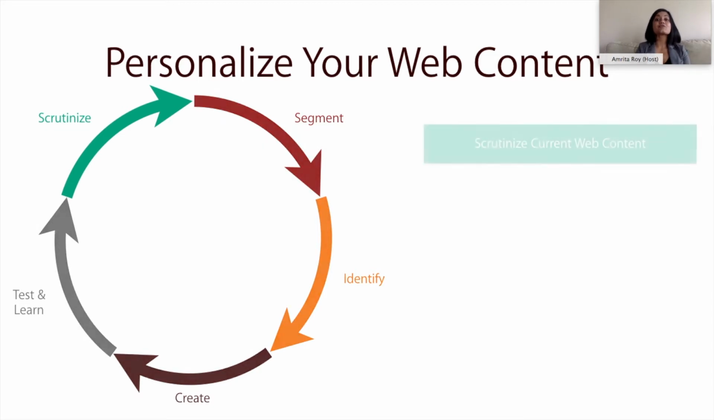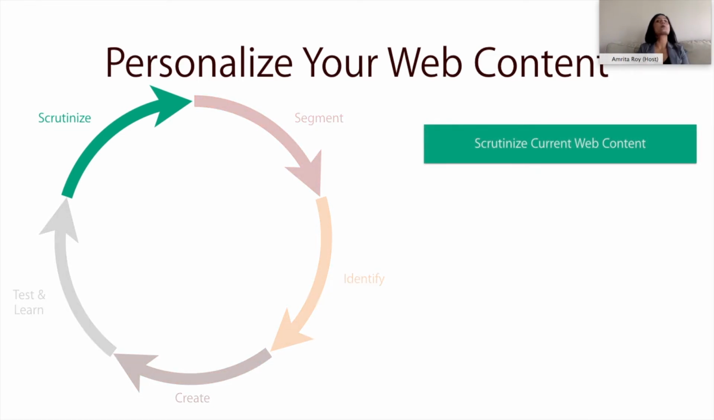We start off by scrutinizing our web content. There's always a cry for more content, but ultimately what it comes down to sometimes is just organizing your case studies by industry, by persona, by sales cycle, and making sure that you're delivering the right piece of content to the right prospect at the right time.